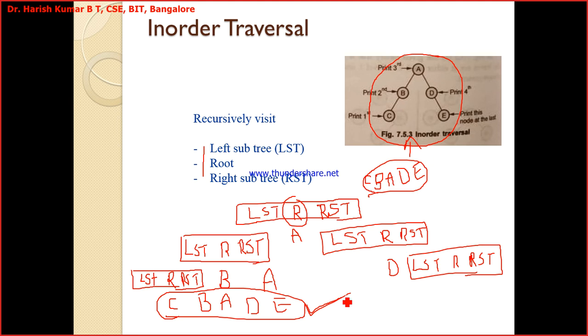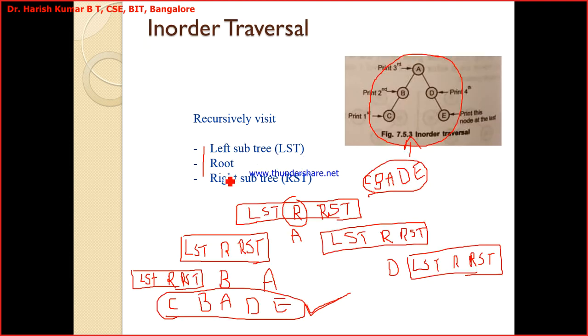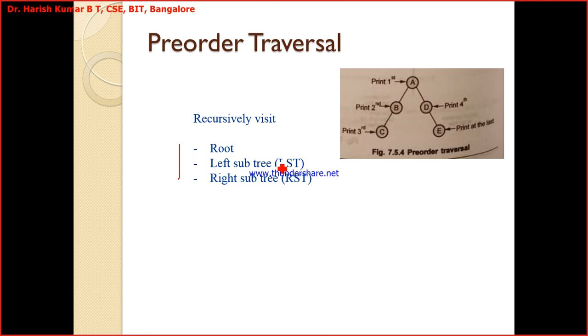Shall I move to the next? Yes, sir. Observe now. Pre-order traversal is the same, but the order is different. What was the order here? First LST, root, and then RST. Now it is first root, next the left subtree, and then the right subtree.